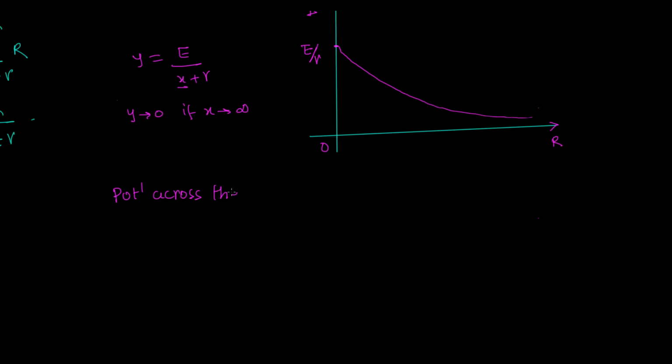Now, how about the potential across the resistor? That we had called VAB, and that was what? That was I into capital R, right? My I is equal to E upon R plus r. That is I into capital R. Now what is that equal to? This is equal to E upon R plus r into capital R.